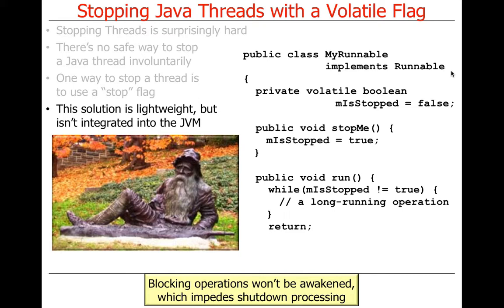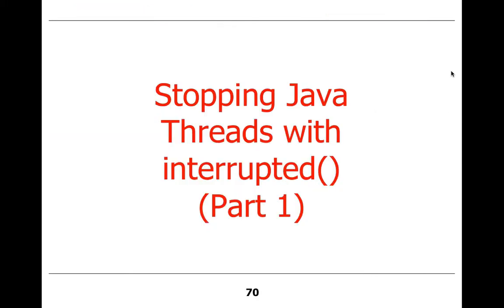And that can mean it's hard. If the purpose of the is_stop flag is to stop your thread, and your thread is blocked and it won't stop, well, you've defeated the whole purpose of trying to make threads be stoppable. All right, so that was one way to do it. And as you can see, it has a downside.